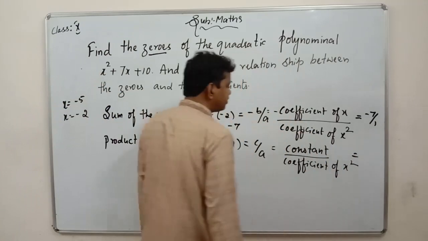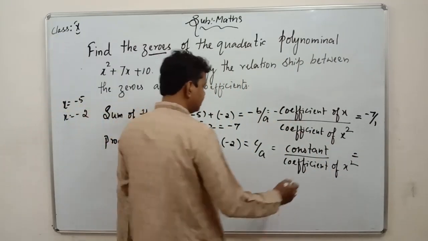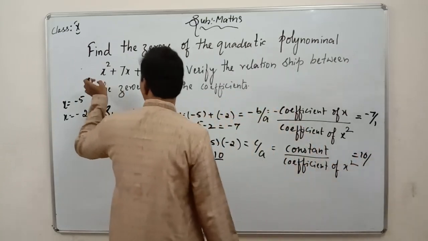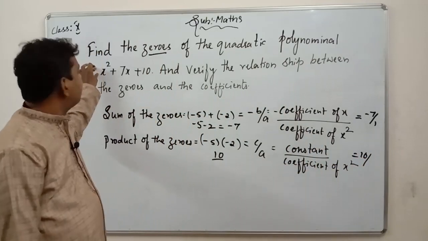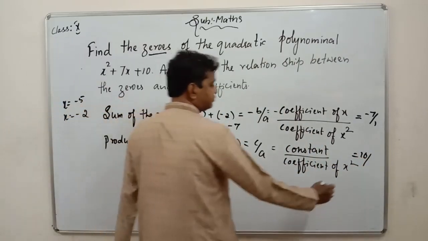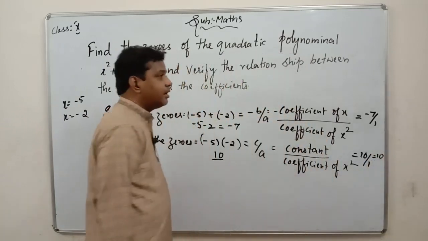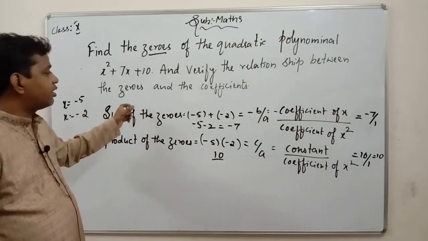And product of the roots is constant. What is constant here? We have 10 here constant. 10 by what we have here? Coefficient of x square. Coefficient of x square is 1 here. 10 by 1 is nothing but 10 only. So you can verify in this way the relationship between the zeros and the coefficient.